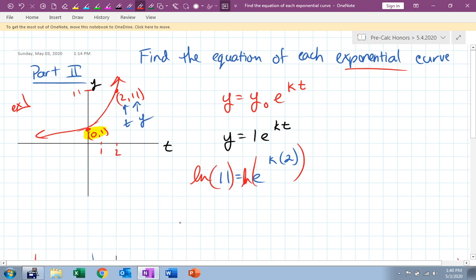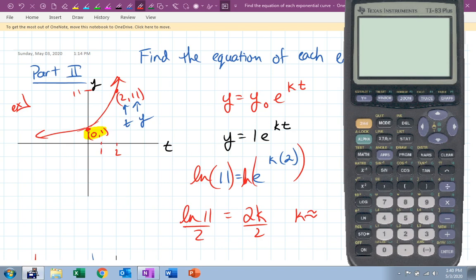Okay, so we get the ln of 11, which is some kind of decimal, equals 2k. All right, divide both sides by 2, and we get k to be about something. I don't know what it is, so I grab my calculator, plug in ln of 11, divide by 2. Looks like 1.199.